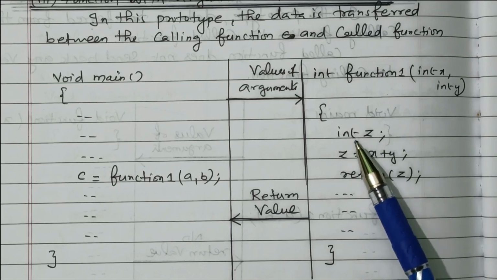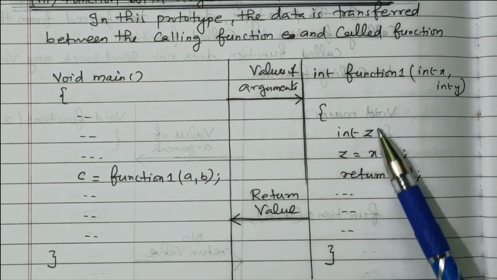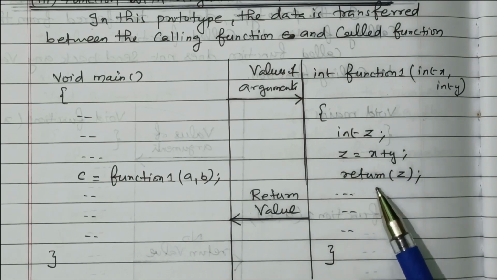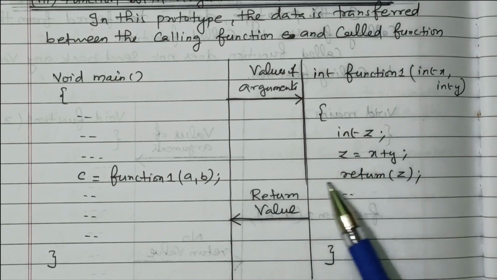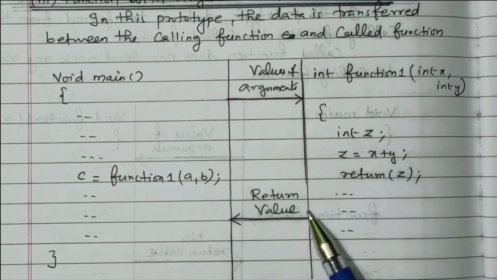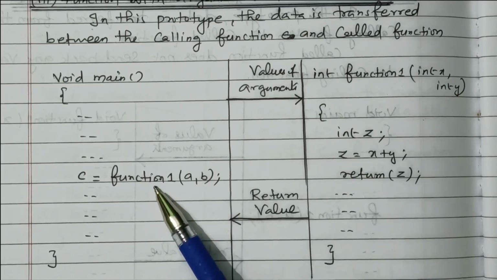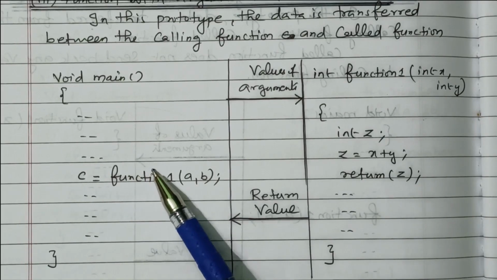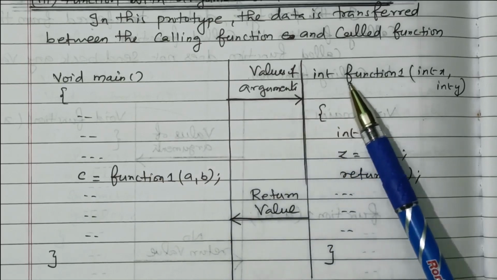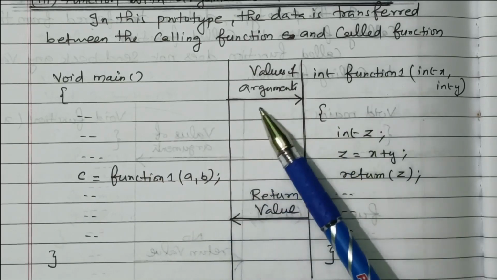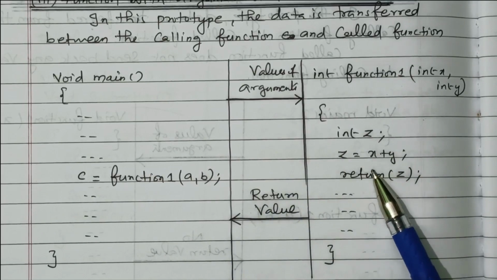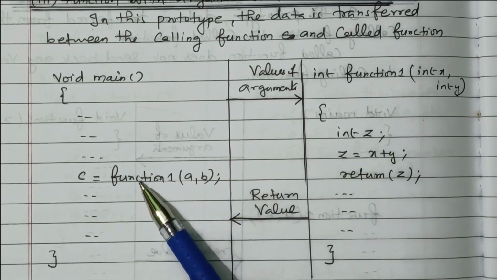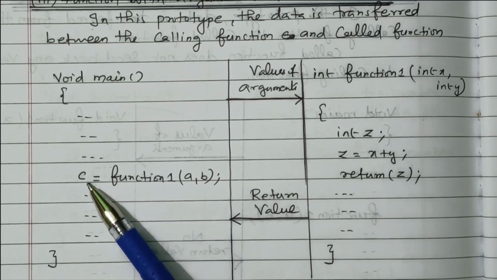Here we can declare one more variable z. If it is addition, both are added and stored in z, and we return the z value. The added value will be returned. Return z means the control will transfer back to the calling function, and the return value will be stored in C. So while calling the function, control transfers to the function definition. We are passing two variables. After performing, when the value is returned, control again transfers to function1, and the return value is stored in the variable C.